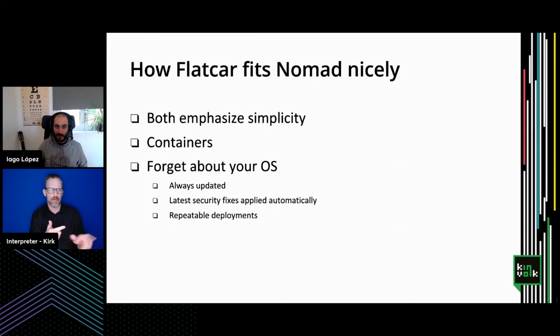So, how Flatcar fits Nomad nicely. I think both are very big on simplicity, and this is something I really like. So I think they really fit together. With Flatcar, you kind of forget about your OS, as I said in the last point on this slide. It's always updated, updates are applied automatically, and you have repeatable deployments. And Nomad is very simple, and I really like that. One thing is that Flatcar is made for running containers, and I know Nomad runs some other workloads like Java applications. So in this case, Nomad and Flatcar only make sense if you run containers on Nomad.